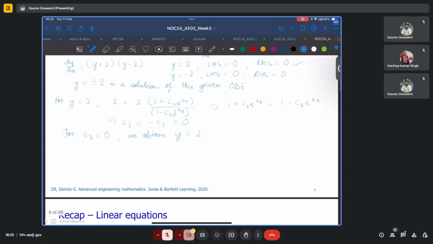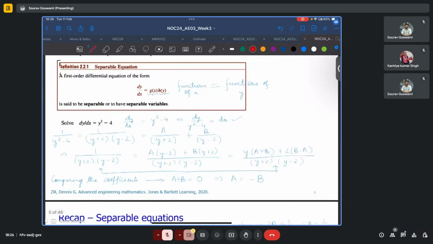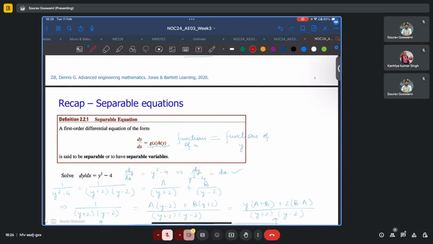But you can check and be surprised by the fact that for no choice of C3 can we have y equals minus 2. So in this case, despite knowing the solution upfront, we are not able to obtain it from our mathematical exercise.